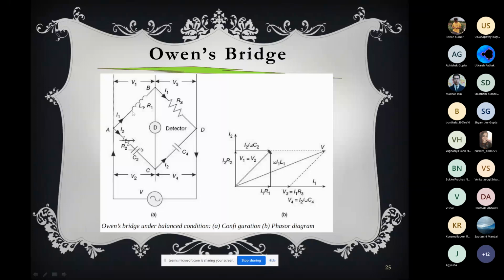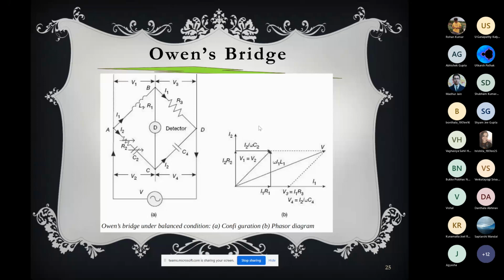And the first arm is the inductance L1 and its own resistance R1, which is associated with it. And in BD there is another resistance R3, and in AC there are two components. One is a resistance which can be varied, and another is a variable capacitance again. And in the fourth arm, there is another capacitance only. So this is the phasor diagram. You see that I2 and I1 will be 90 degrees apart, and accordingly you can draw it.